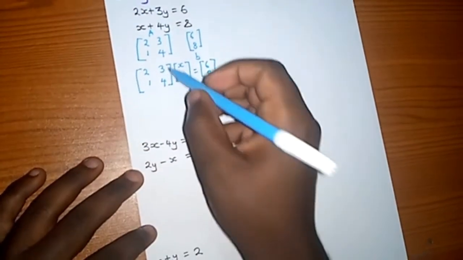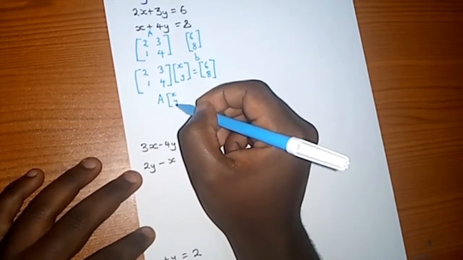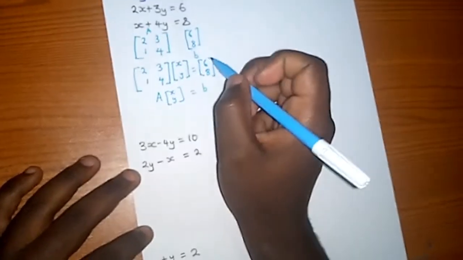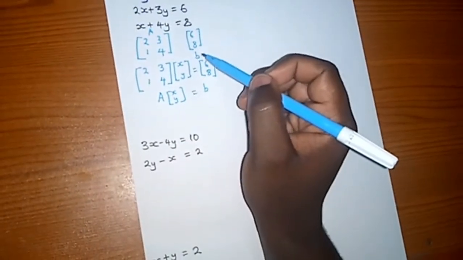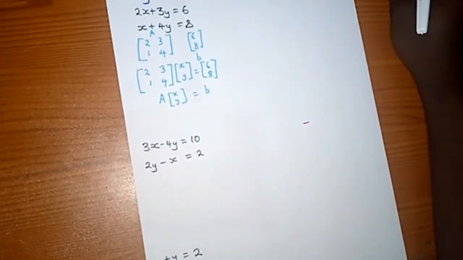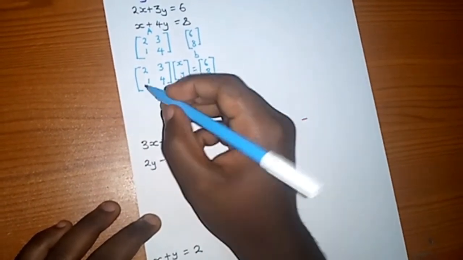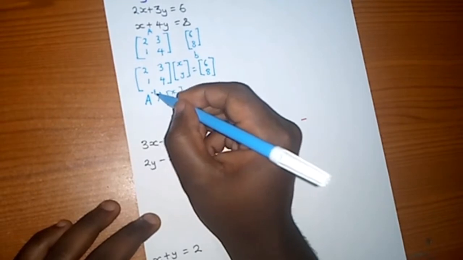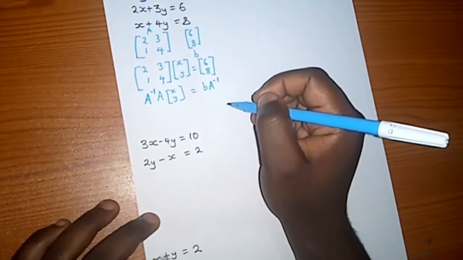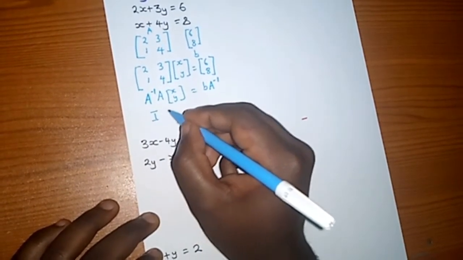But you know that if I multiply this A by the matrix x y and I get the matrix B, this is a 2 by 2 matrix and this is a 1 by 2 matrix. So if I multiply these matrices and I get B, I can also multiply this side by the inverse matrix of A. Reason being, if I multiply any matrix by its inverse, I get what we call the identity matrix.